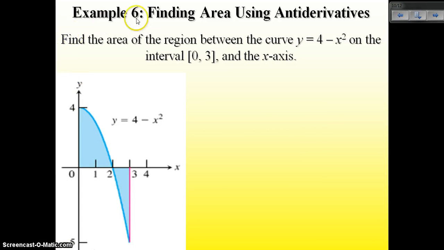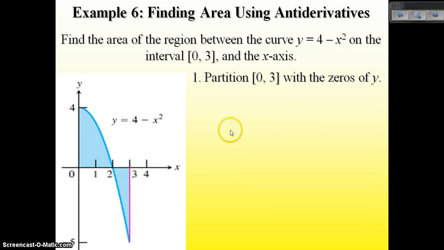Alright. Example 6. Finding area using antiderivatives. Find the area of the region between the curve y equals 4 minus x squared and on the interval 0 to 3 and the x-axis. So here's the total area that we are going to look for. Now, first of all, I'm going to partition 0 to 3. I'm going to partition it off with the zeros of y. In other words, I'm going to break this up into two separate integrals.